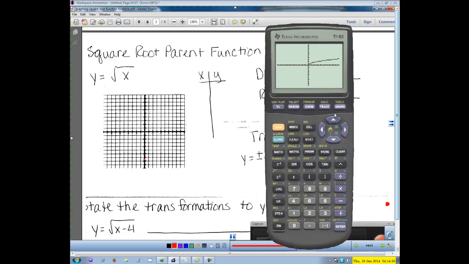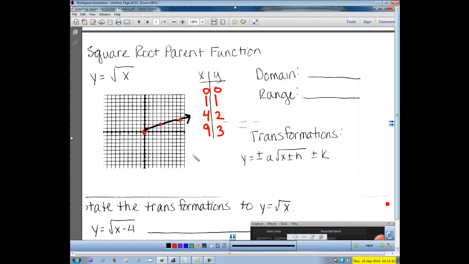The graph looks like this. Let's plot these points on our graph: 0, 0; 1, 1; 4, 2; and 9, 3. This is a graph that starts at 0, 0 and continues in the first quadrant to infinity.